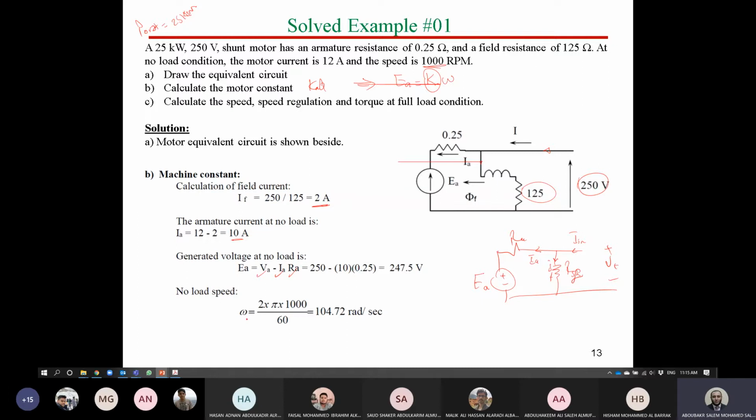If we need to get the value of speed in radian per second, we can multiply RPM by 2 pi over 60. So now 2 pi over 60 multiplied by 1000, you will have 104.72 rad per second. So now you can substitute in the equation.